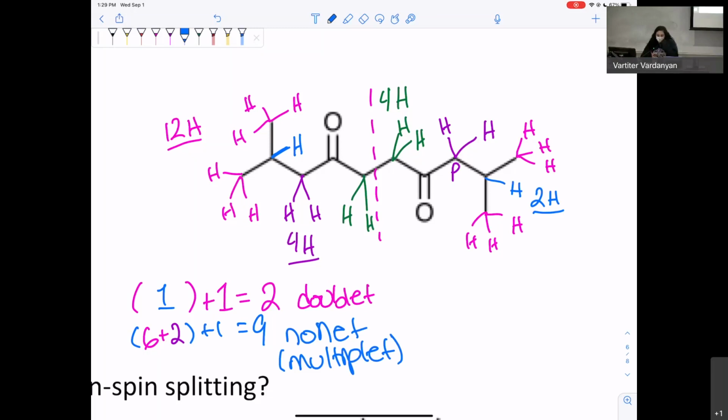Okay, so the purple hydrogen, you guys already told me that it has at least one blue neighbor. What else does it have?